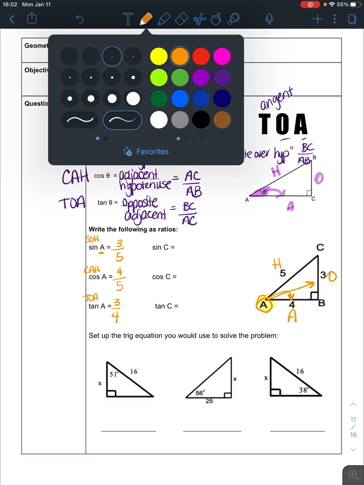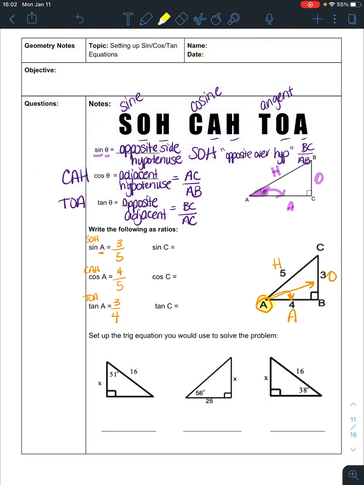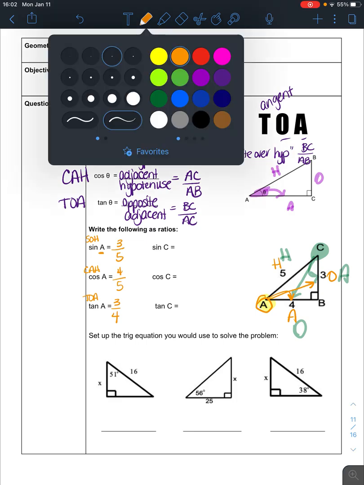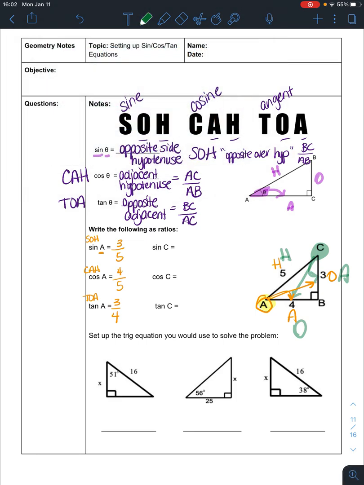Now let's show you the difference when you're going from a different angle. What if I'm going from C? From C, the hypotenuse is still the same, but now the 4 is opposite and the 3 is adjacent. So now we're going to be using the green labels. The sine of C: sine is still SOH, so it's opposite over hypotenuse. It's the side opposite from C, which is 4, over the hypotenuse, which is still 5.